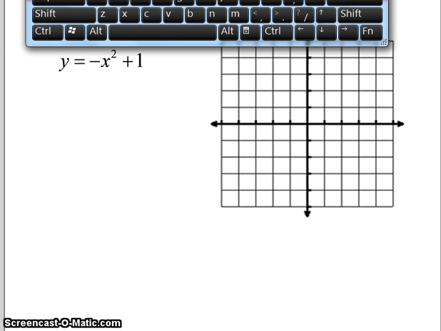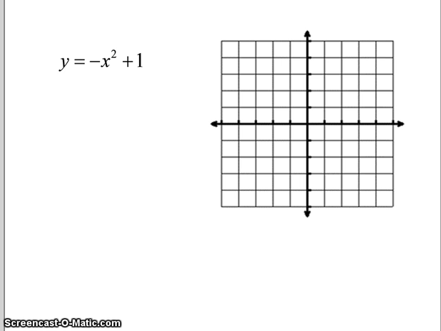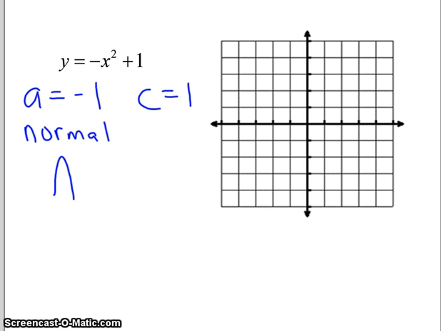All right, another example here. We have an a value of negative 1. We have a c value of 1. So what that tells me is this will have normal width. Anytime you have an a value of 1 or negative 1, we consider that normal. It's not wide or narrow. This will open down because of the negative value, and the c is going to shift it down.